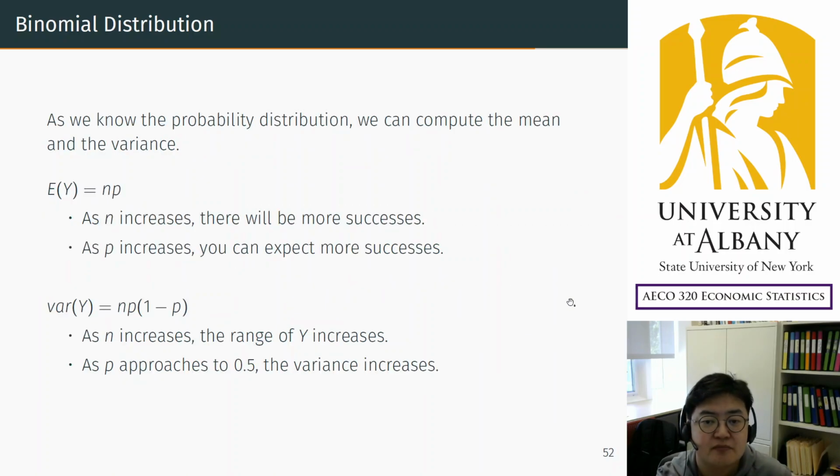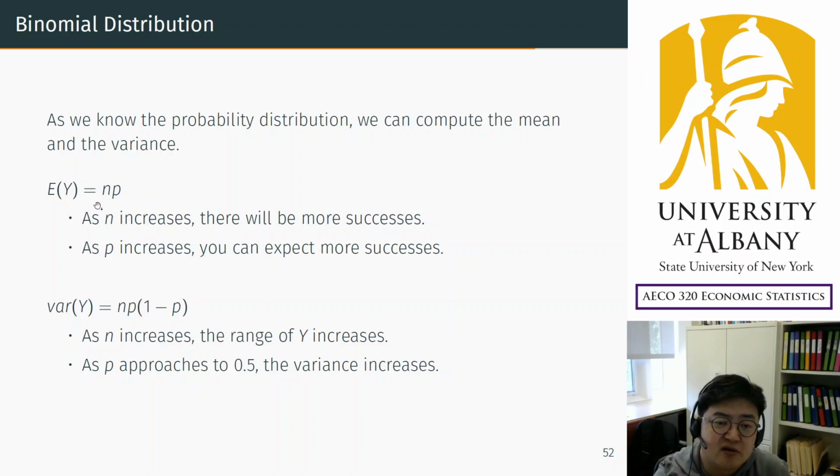Okay. And the next property is about the mean and the variance. Remember, in a binary distribution, which is the simplest possible binomial distribution, the mean was p and the variance was p times 1 minus p. So the binary distribution is a special case of the binomial when n equals 1. When you do the experiment only once, that is a binary distribution.